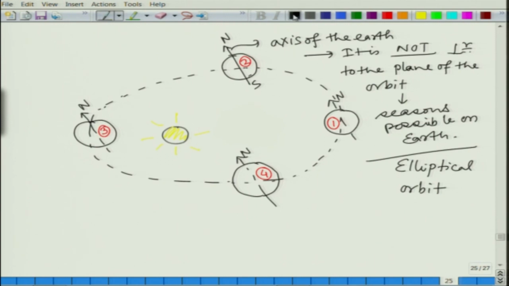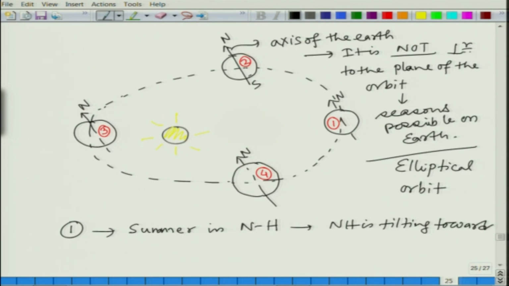Now, this position 1, what would be the corresponding date, can you guess? This would be the summer in northern hemisphere, right. Because the north pole or the northern hemisphere is tilting towards the sun, that you can see, and this is because the axis of the rotation is not perpendicular to the orbital plane.